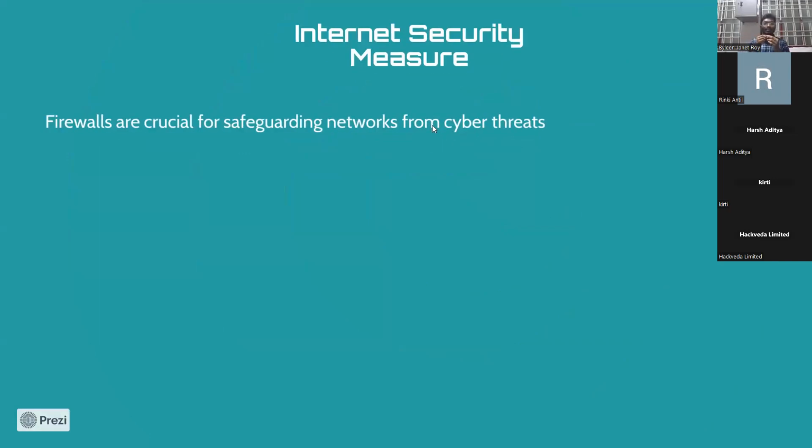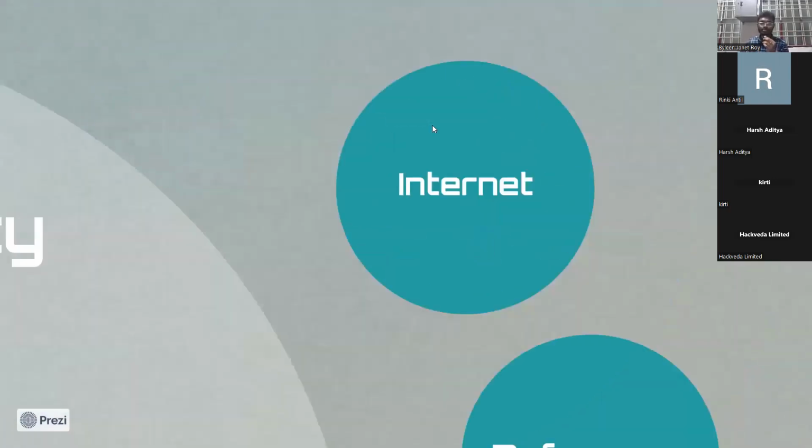And internet. Firewalls are crucial for safeguarding networks from cyber threats. As I said earlier, that is how a firewall works, and it gives the perfect internet security. And it is inbuilt. It is given as inbuilt software for every OS and so on.